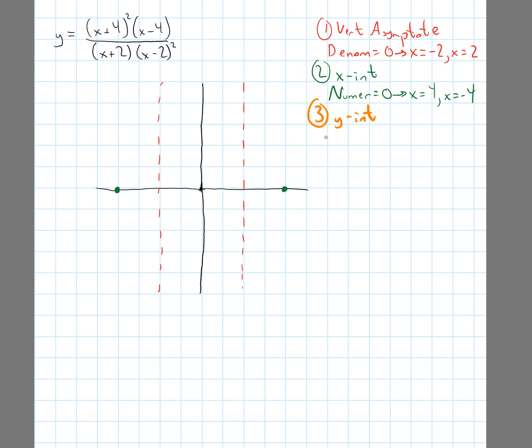Y-intercept is when x equals 0. Let's plug in 4 squared, negative 4, over 2, negative 2 squared, right? When x equals 0, it's just like gone. This was not math I did yet, but let's figure it out. The numerator would become negative 64, and the denominator would become positive 8, right? So the whole thing is negative 8.